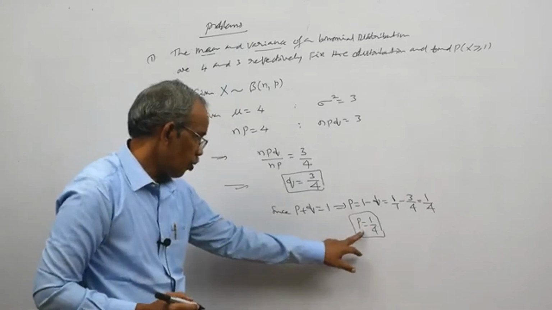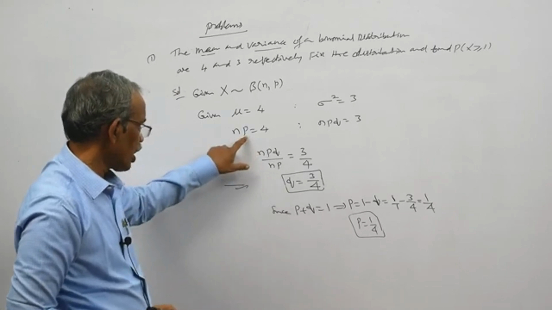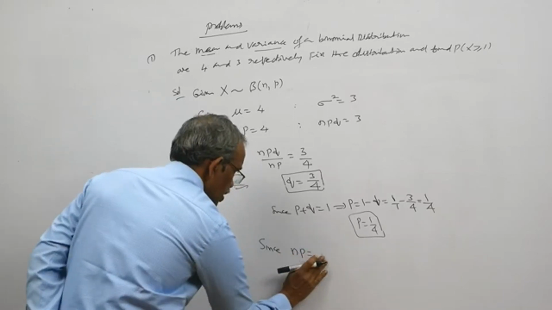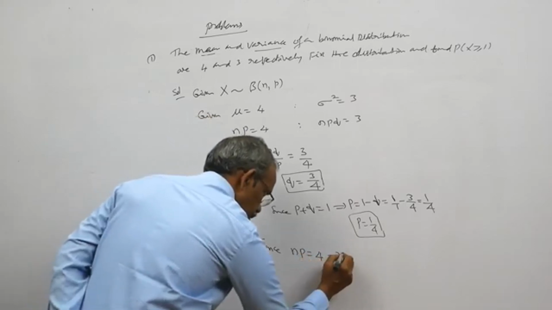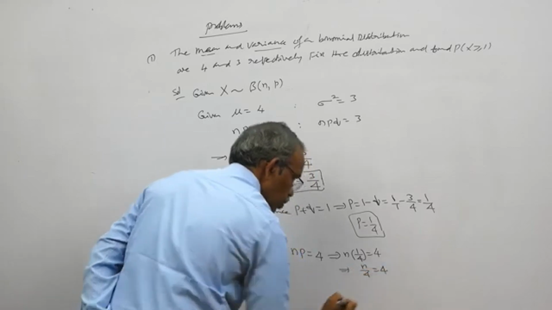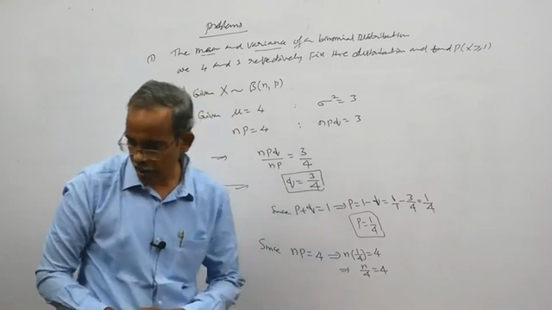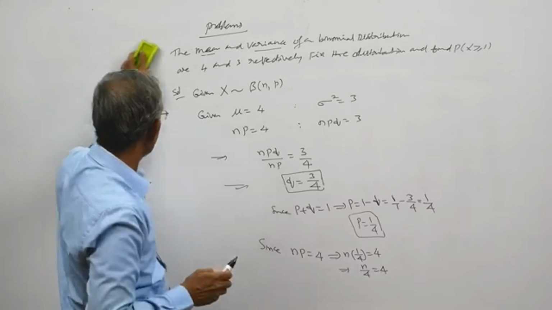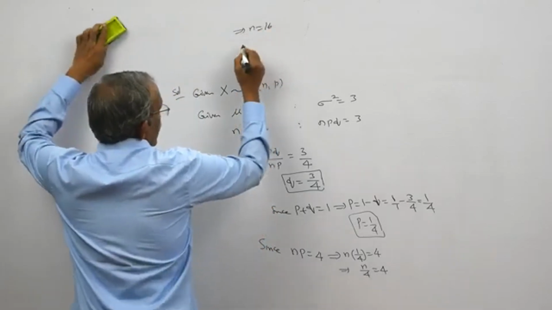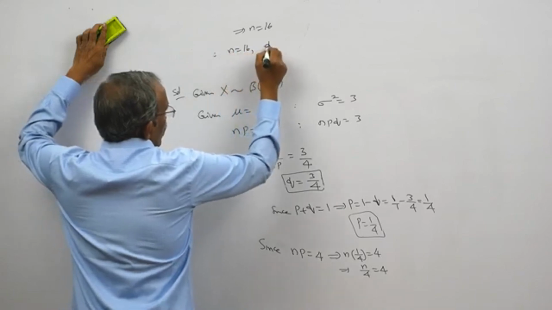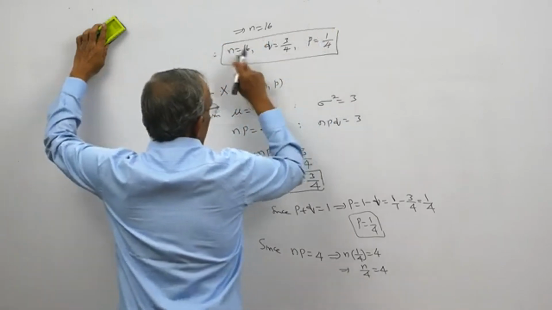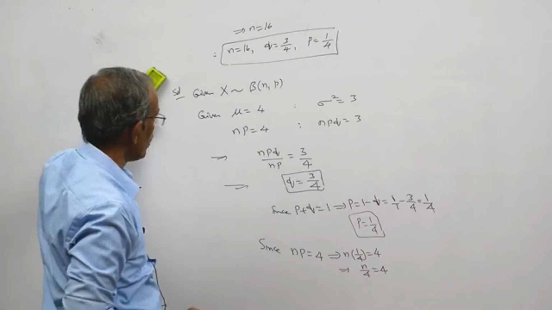After finding the values of p and q, we substitute p is equal to 1 by 4 to get n. Since np is equal to 4, that implies n into 1 by 4 is equal to 4, so n by 4 is equal to 4, that implies n is equal to 16. Number of trials n is equal to 16. So n equal to 16, q is equal to 3 by 4, p is equal to 1 by 4. Here n and p are parameters. Also we know that the probability of failure q is equal to 3 by 4.